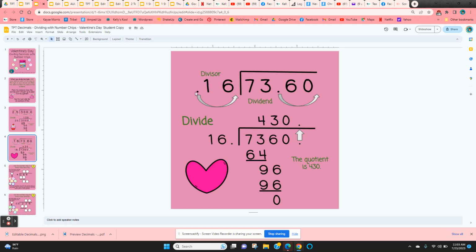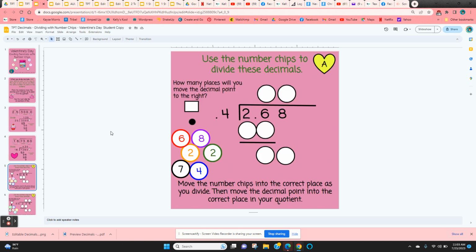Next slide shows where they have to move the decimal point two places to the right, so they also move it two places to the right in the dividend. Now, starting on slide 5, they're going to be moving the number chips into the correct place to do their division. So they've got movable chips and a movable decimal point.